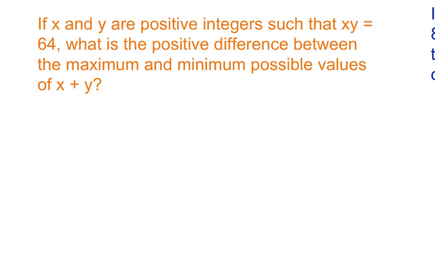All right, let's say x and y are positive integers. That means they don't have decimals. And such that xy, that means the product of x and y, equals 64. What's the positive difference between the maximum and the minimum possible values of x plus y?